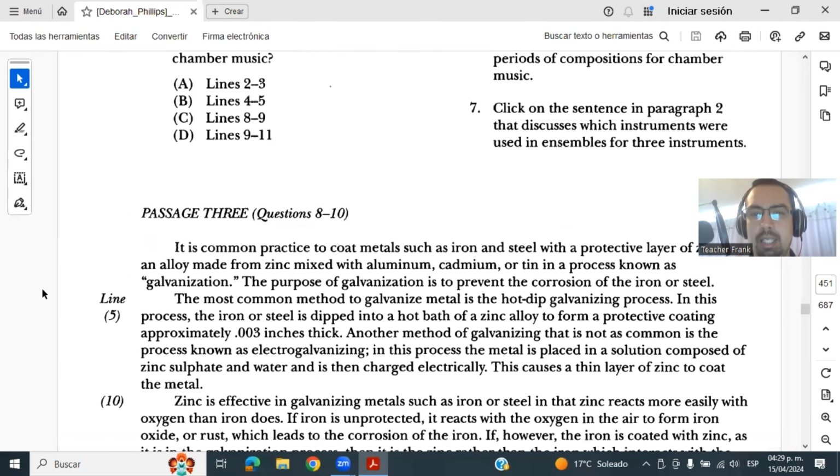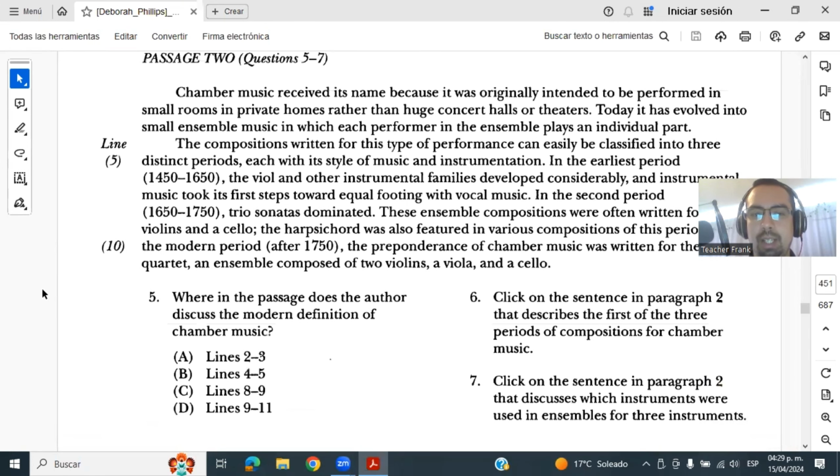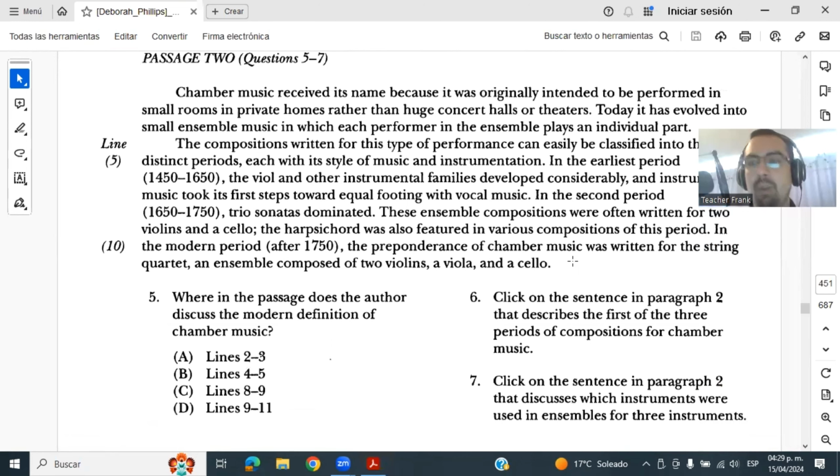This one has 3, only 3. Okay, so the same thing. If you want to pause the video, read it, and then we will check it in a moment. Okay. All right, let's check it.